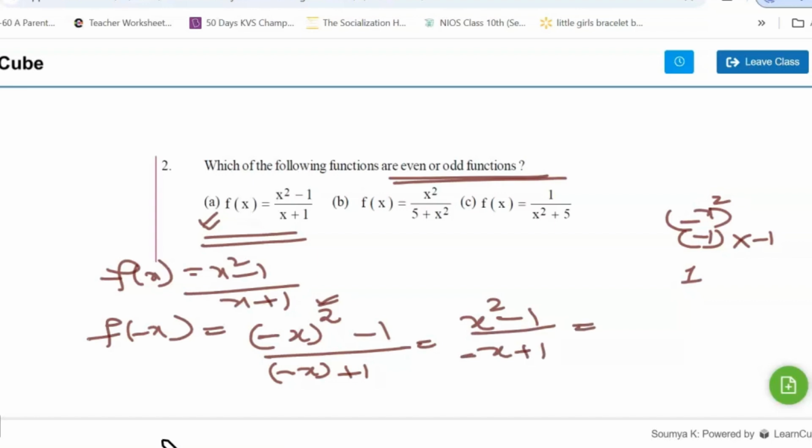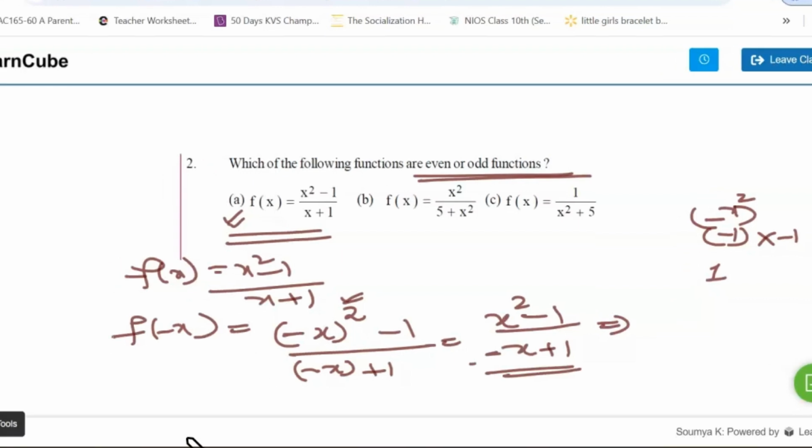So you get, which easily says that both of them are not the same. You can see here it is having minus x here, so this function is not even. You can say it is not even. So let's check if it is odd.